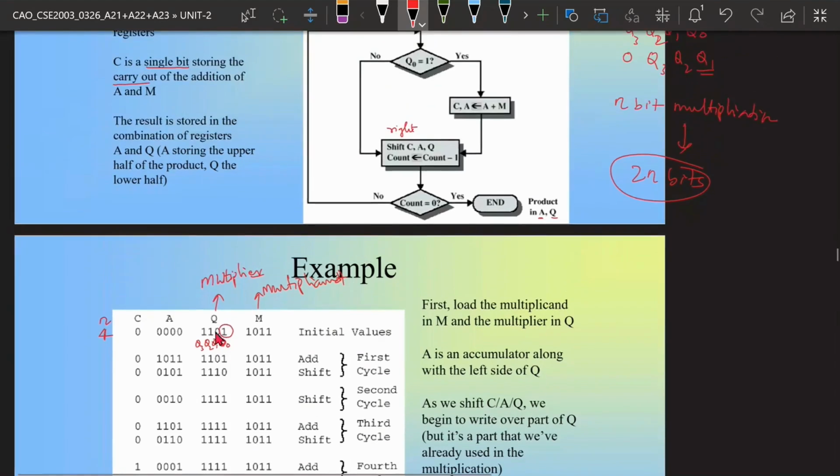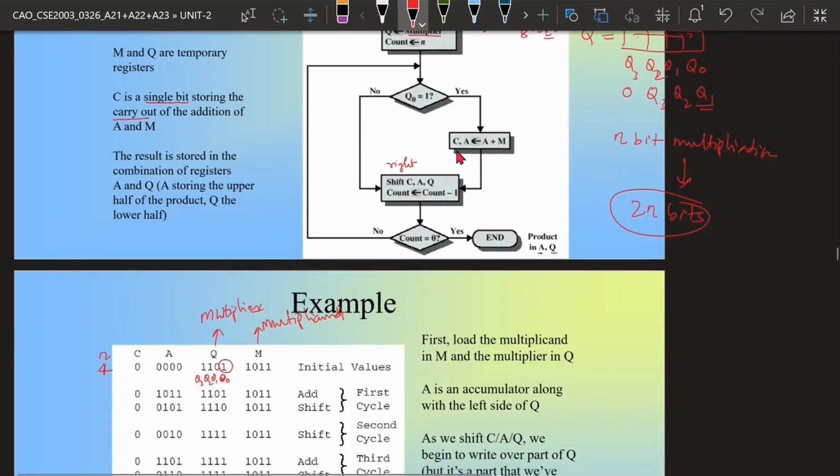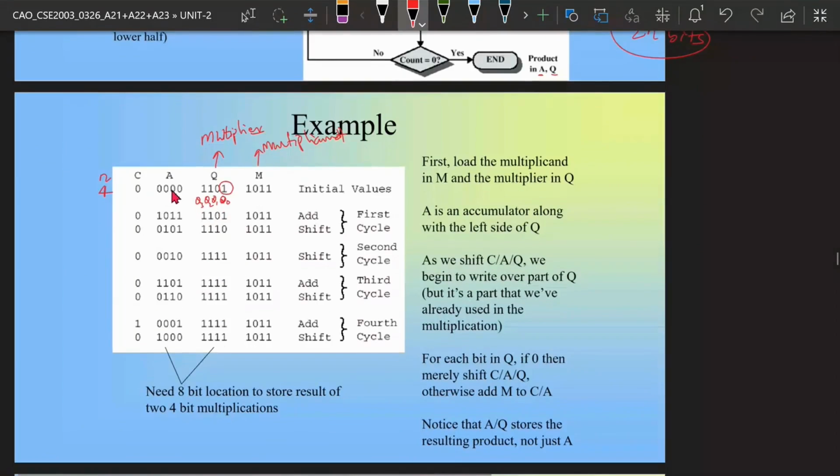If Q naught is 1, then we proceed in this way: we need to add accumulator plus multiplicand, and store the result into the accumulator, and also into C if there is a carry. So we are basically adding A and M. This is A, which is 0, and this is M.